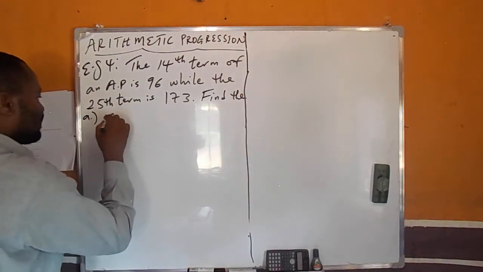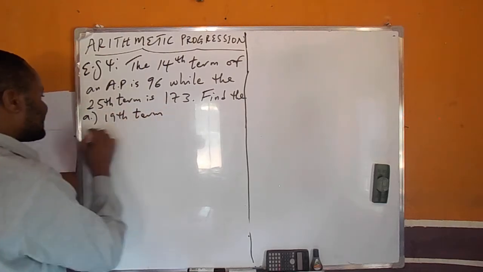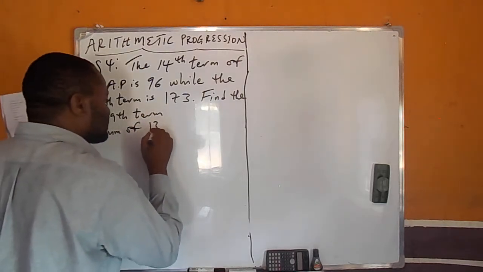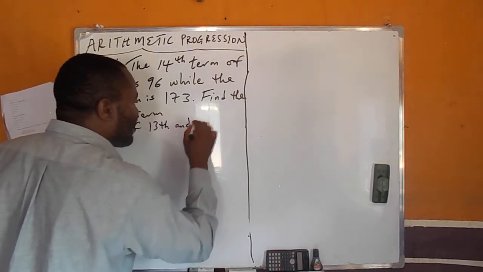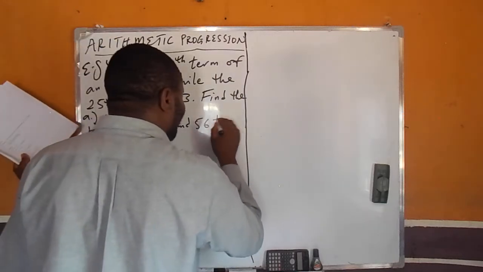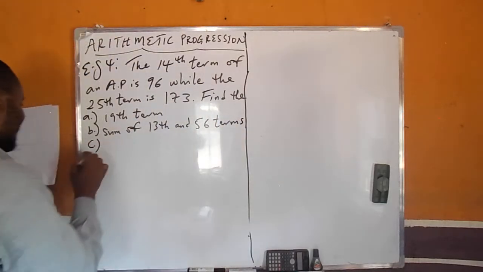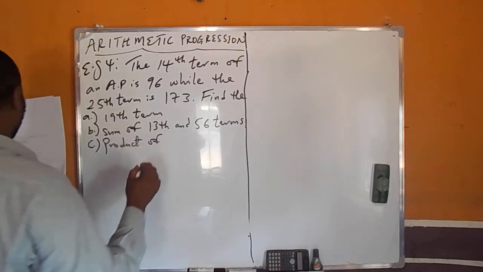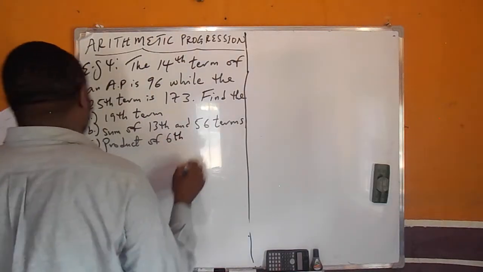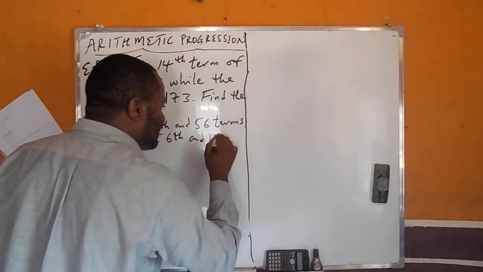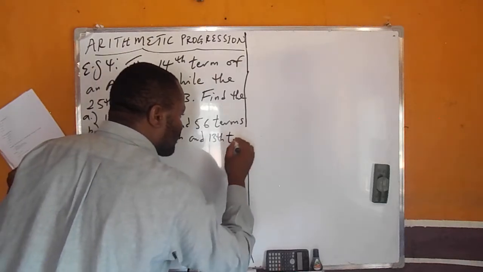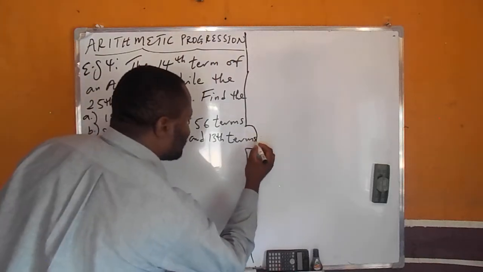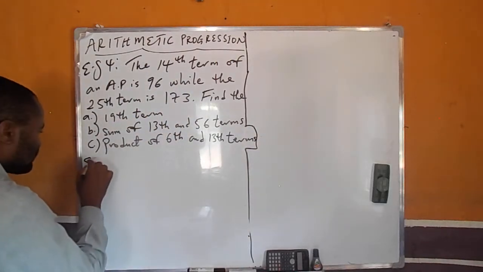A, the 19th term, B, the sum of the 13th and 56th terms, and C, the product of the 6th and 13th terms. Now, solution.